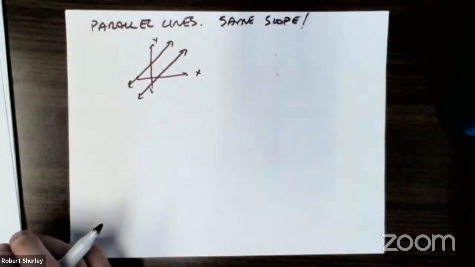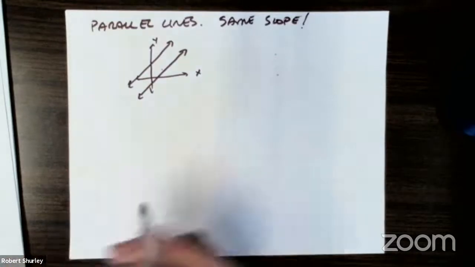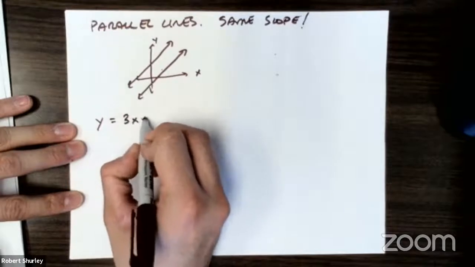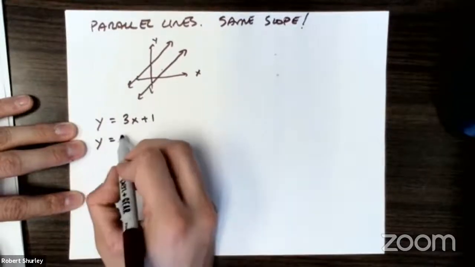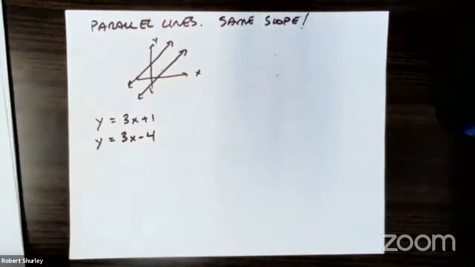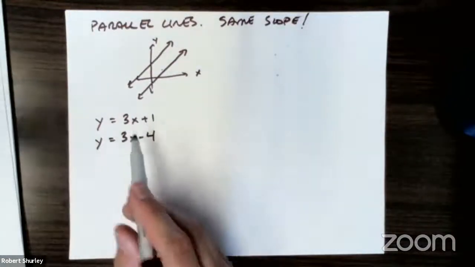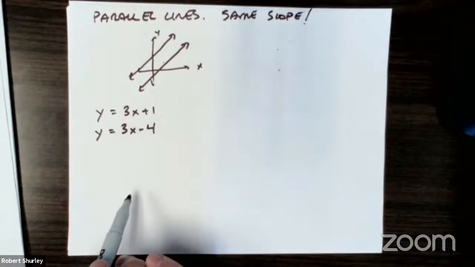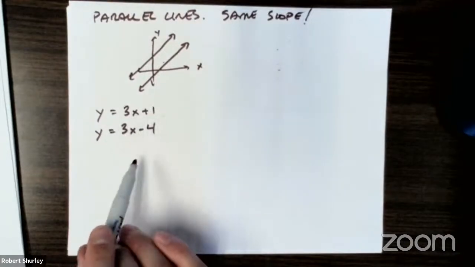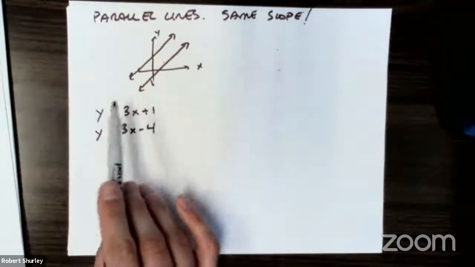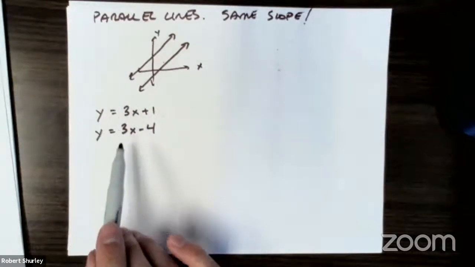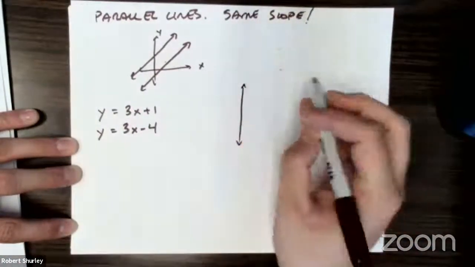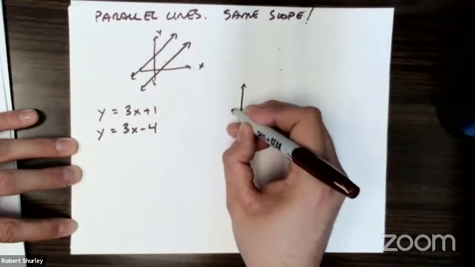So if I gave you two equations, let's say y equals 3x plus 1 and y equals 3x minus 4, right? If we wanted to graph these, they would be two different equations. But before we graph them, we can tell that these two lines are parallel because their slopes are the exact same, right? I mean, we can graph them. It's not a big deal. Just to kind of see it.